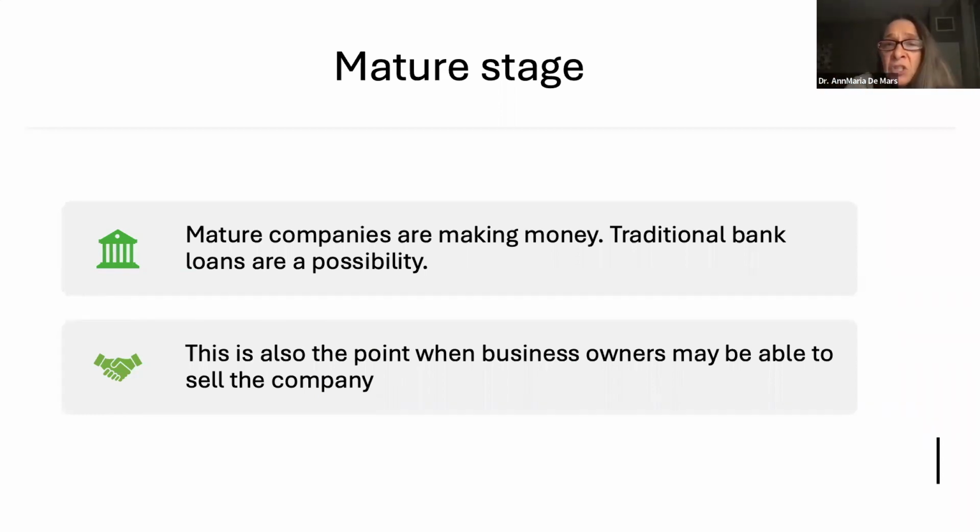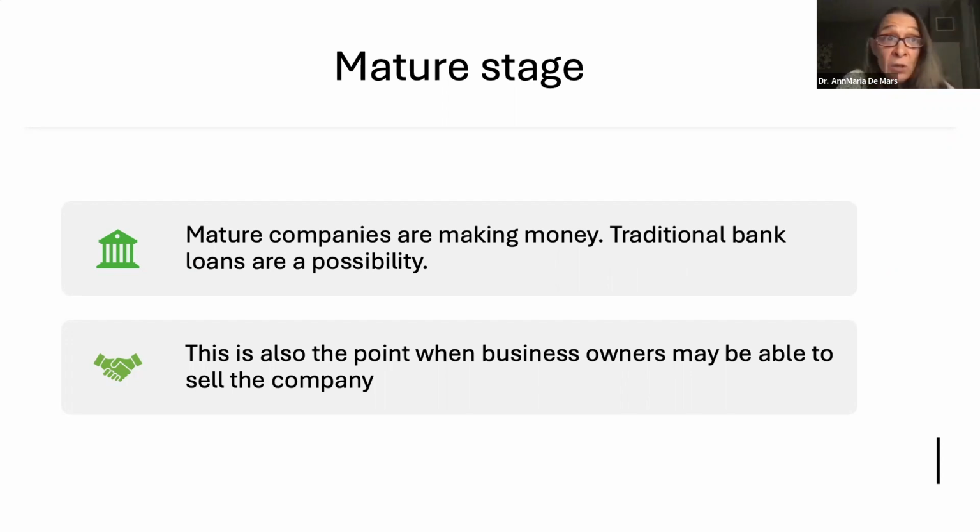When you're at the mature stage, like a mature human, your mature company is not growing a lot, right? Unlike a mature human, you can actually sell a mature company or take a loan against it. So this is also the point where you've kind of figured it out. This is how we get customers. This is how we make money. We're way past the break-even point. This is where you might decide to sell a company.